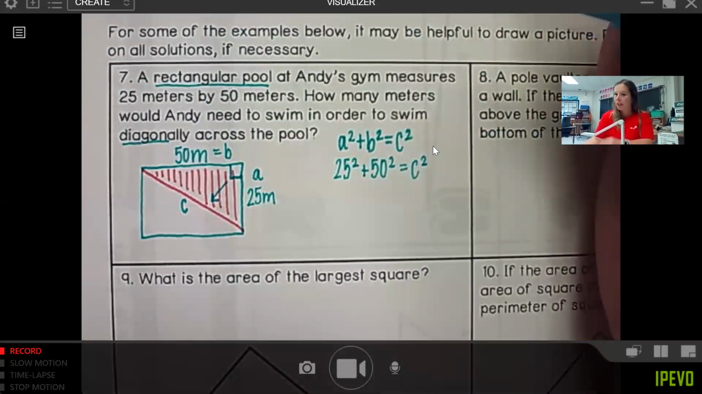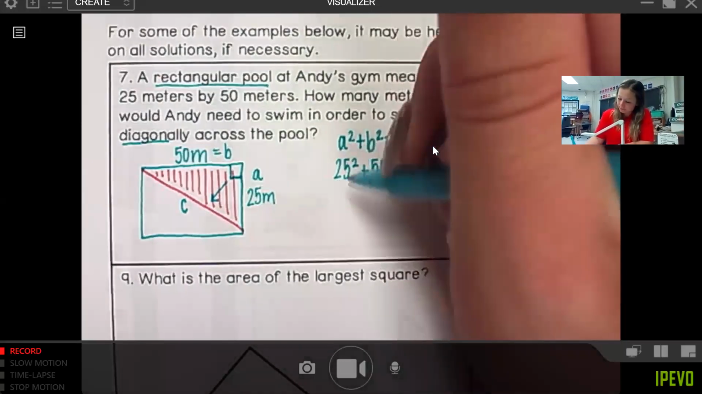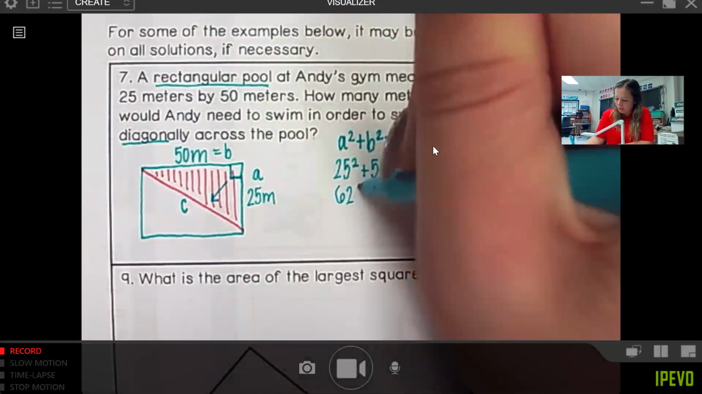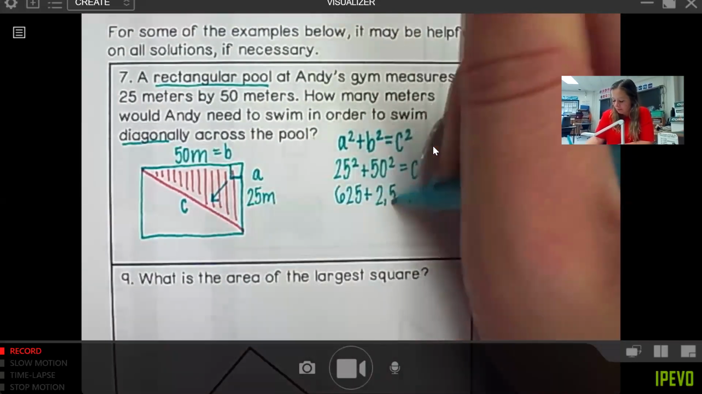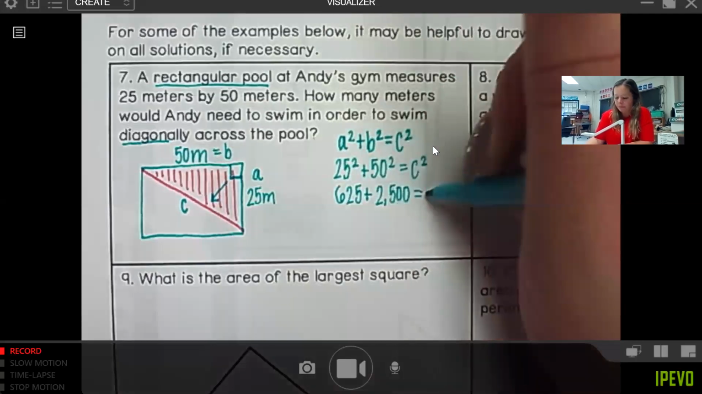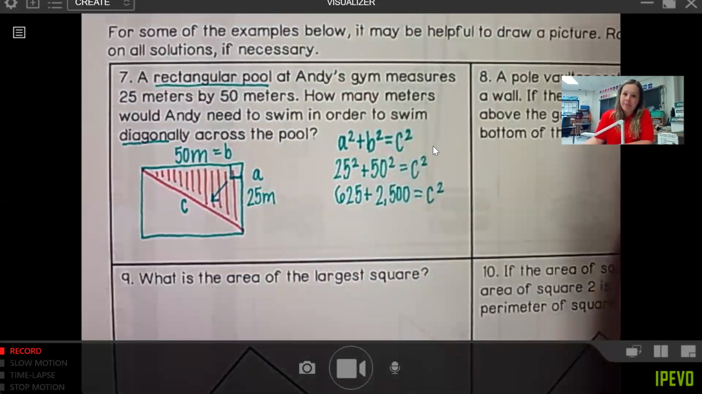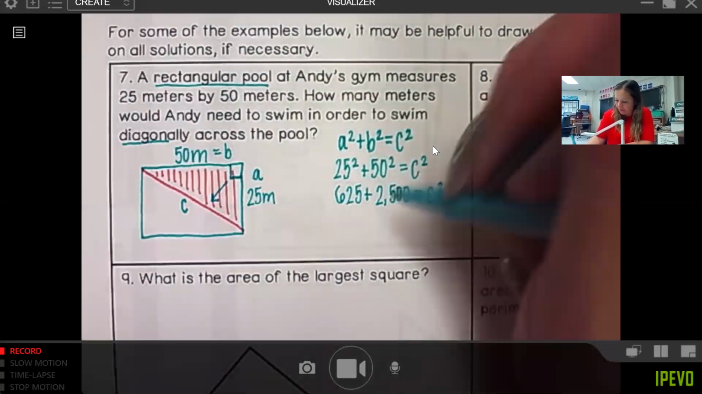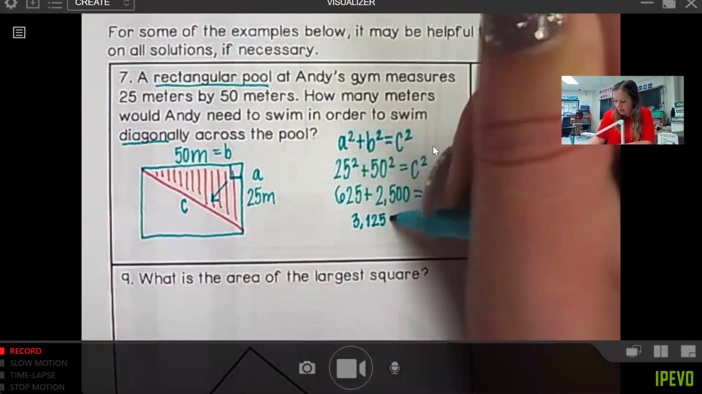When I use my calculator, I encourage you to use the calculator, especially on bigger squares. We have 625 plus 2,500 equals C squared. When I add A squared and B squared together, I get 3,125 equals C squared.